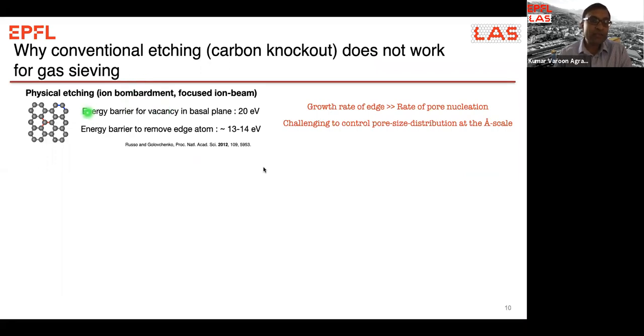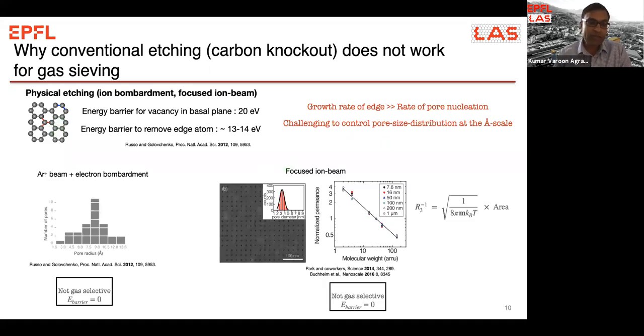The challenge here is when you bombard the graphene lattice with an energy beam, you have to basically break 3 carbon bonds to make a vacancy defect. To break 3 carbon bonds, you have to give 20 to 22 electron volt of energy. And once you do that, you arrive at the edge. The edge has only 2 carbon bonds, and there you require only 13 to 14 electron volt. So the growth rate of the edge, because you have to break only 2 carbon atoms, is much higher than the pore nucleation. As a result, this becomes very challenging for controlling pore size distribution, especially if you want to go to a high pore density.